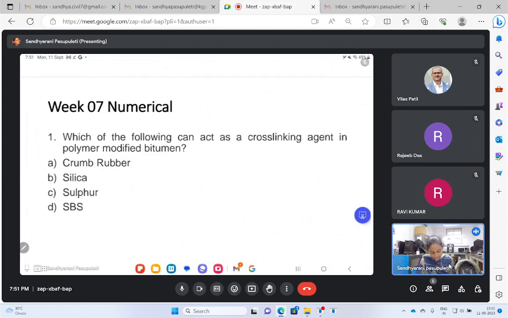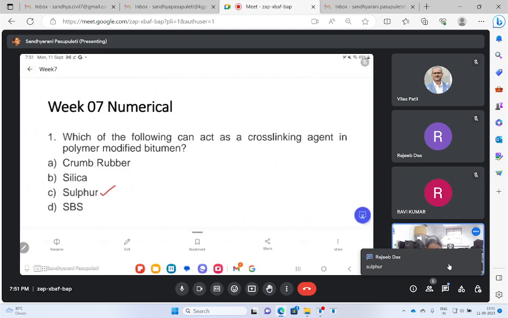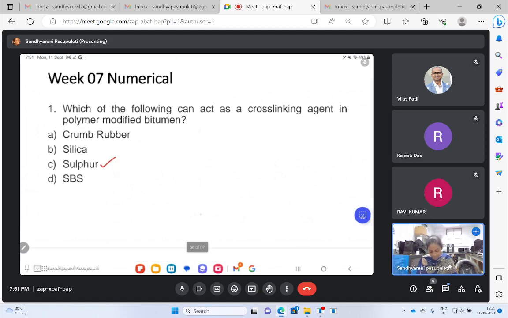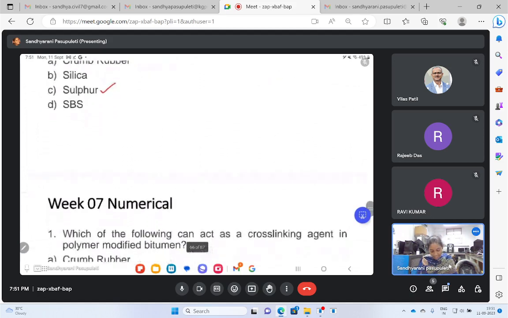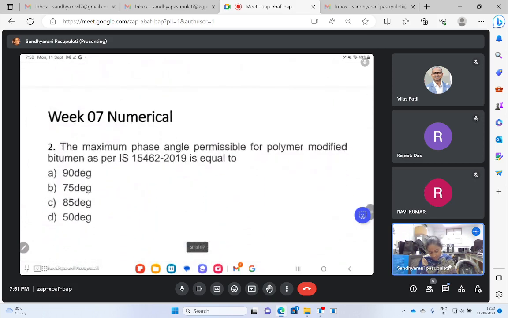Which of the following can act as a cross-linking agent in the polymer modified bitumen? So we know that it is sulfur. What is the purpose of this cross-linking agent? This sulfur will react with the bitumen. Then after that, yes, it is sulfur. So let us say around SBS modified polymer, it will form a covering and then it will make the dispersion stable.